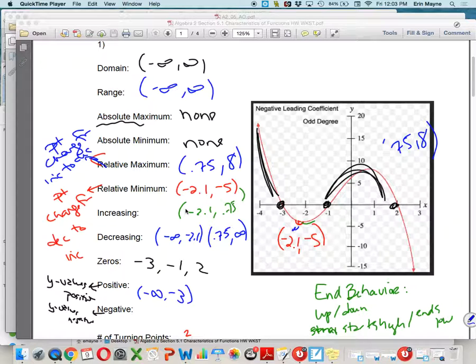Someone else says Colin or Emily. Want to try, David? -1 to 2. Perfect. Why? Because this whole section there in black is above the x-axis. Got it? Okay, now, negative is just typically, not always, but typically all the other stuff.